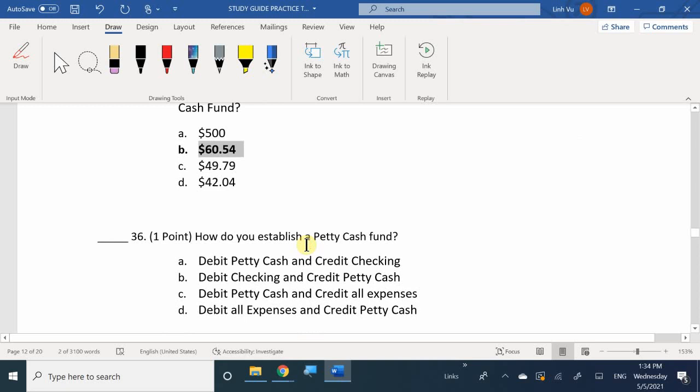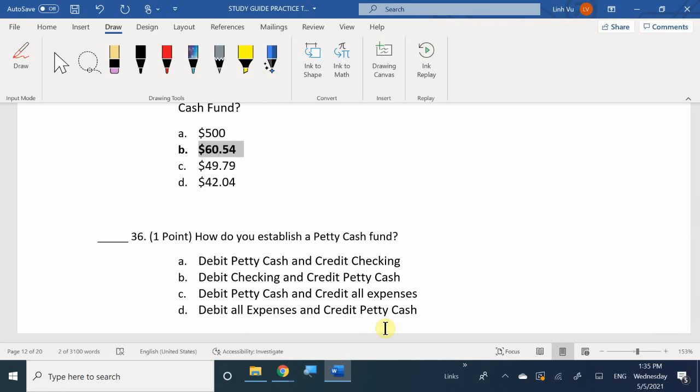So good. All right. Question number 36 says, how do you establish a petty cash fund? A, right? You're going to debit your petty cash and then you're going to credit the checking. This is to establish. You wouldn't debit checking and then credit petty cash because that just means that you're closing it out. We're not adding money back to our bank. We're subtracting money out of our bank, all right?